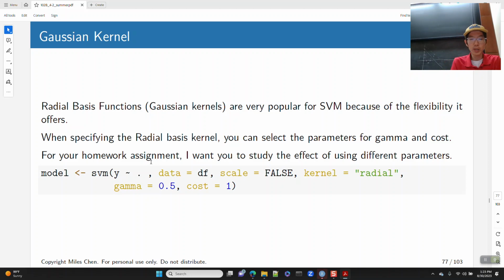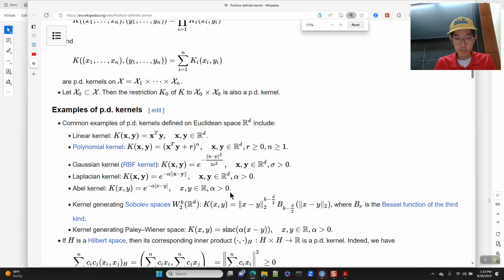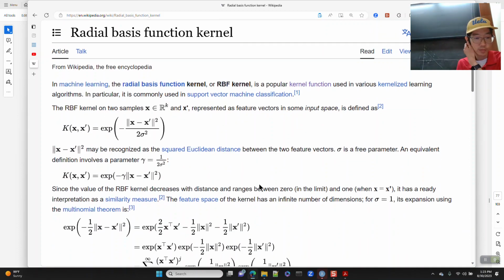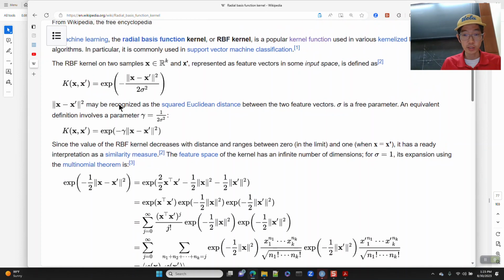Probably the most popular one is the radial basis function, or the Gaussian kernel, which again is based on transforming into an infinite dimensional space, using the Taylor expansion of the exponential function. And there are two parameters that you can assign here. So when you look at this Gaussian kernel, there's this gamma value.